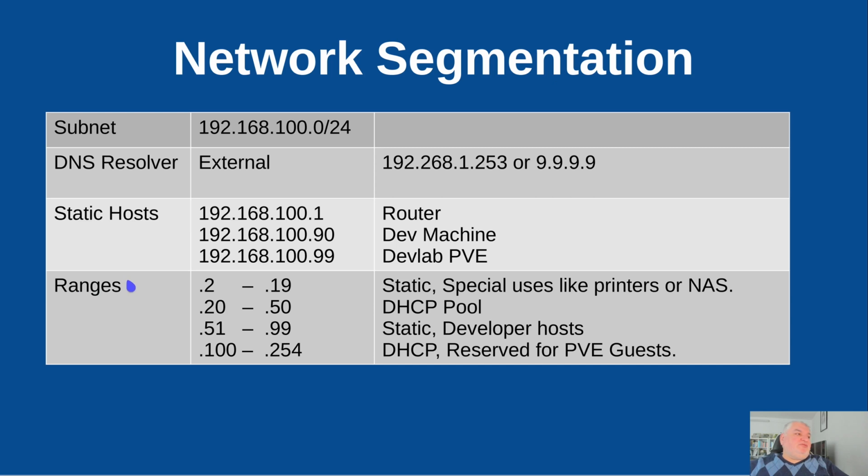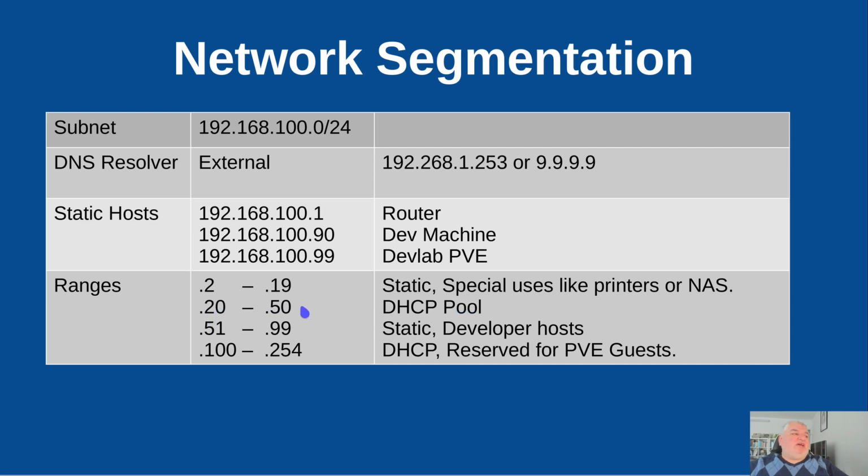We also have a few ranges for DHCP configuration later. For example, we have the range 2 to 19. Those are static hosts for things like printers, NAS, backup server, or any host that we need to put on our DevLab network. We reserve IPs 20 to 50 as a DHCP pool because these will be given, for example, to wireless devices that want to connect, to any guest that wants to connect to our network.